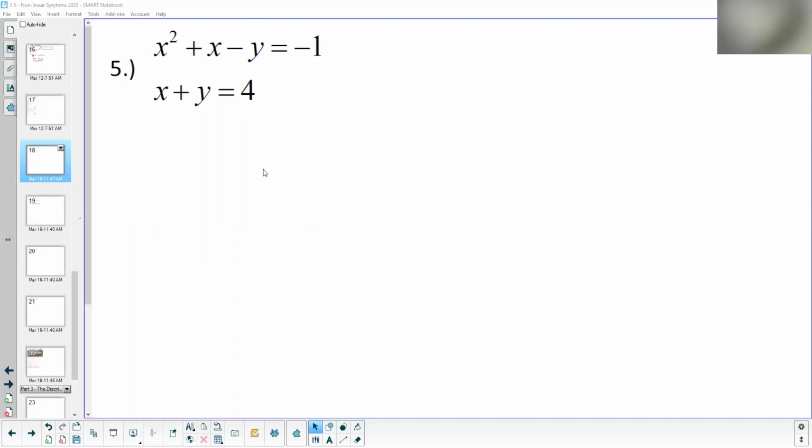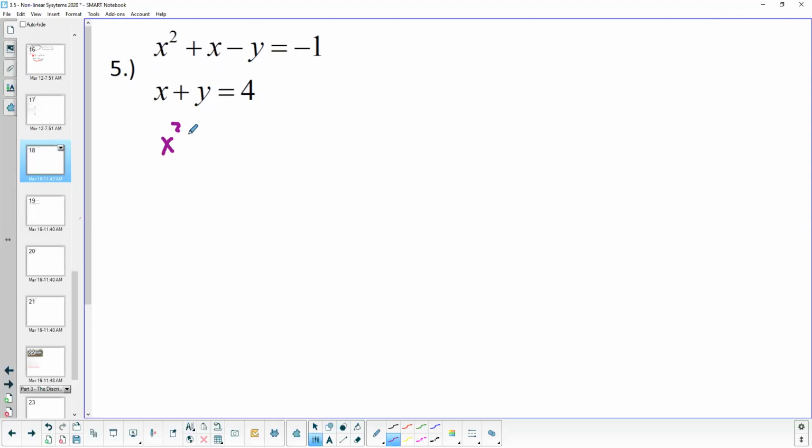And so on number 5, you are solving this system by elimination. And so how do we eliminate variables? Well, kind of the same way we did before. And I believe we walked through this one in class, but we'll kind of step through it again.